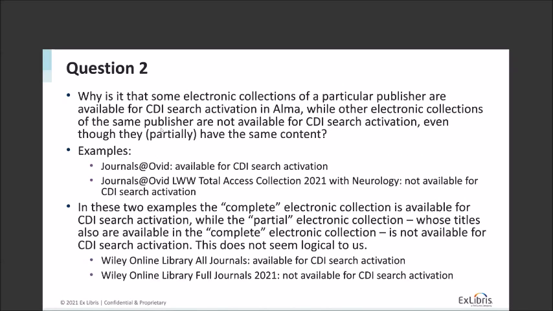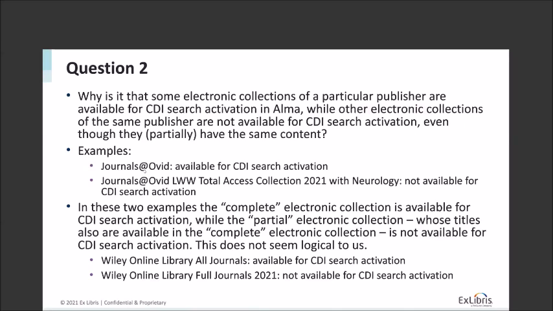Question 2. This is also talking a little bit about the KB CDI relationship, but more about the descriptive feeds, the in-CDI indication. So why is it that some electronic collections of a particular publisher are available for CDI search activation in ALMA, while other electronic collections of the same publisher are not available for CDI search activation, even though they partially have the same content? Example, journals at Ovid are available for CDI search activation, but journals at Ovid LWW Total Access Collection 2021 is not available for CDI search activation.